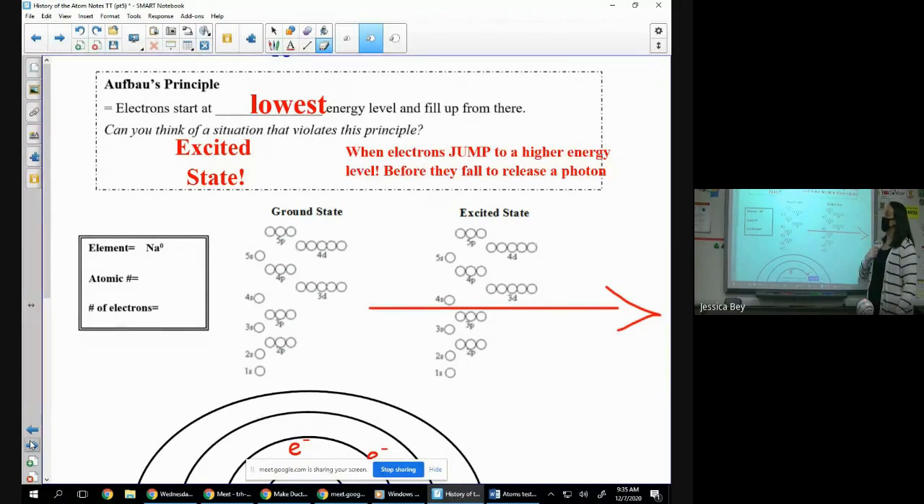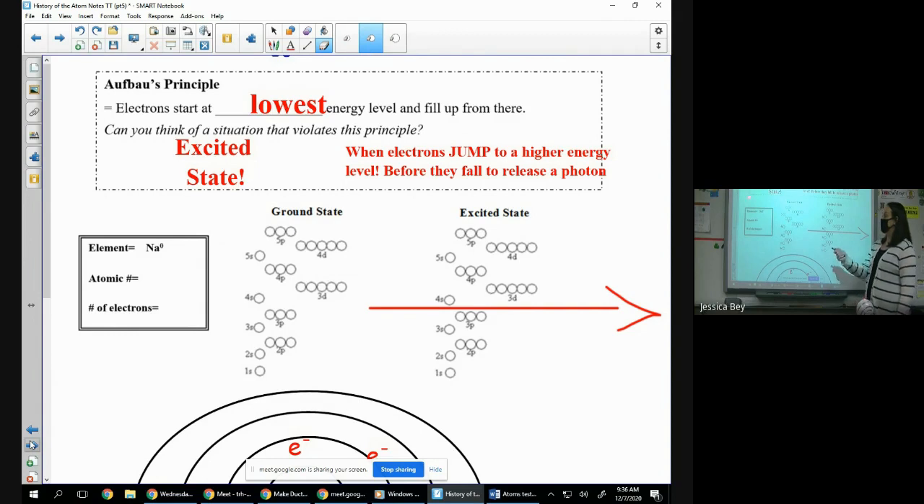Can you think of a situation that violates this principle? Aufbau's principle is violated by the excited state, and I'm going to show you an example of that right now. When the electrons jump to a higher energy level, they defy Aufbau, but then they always fall back down.